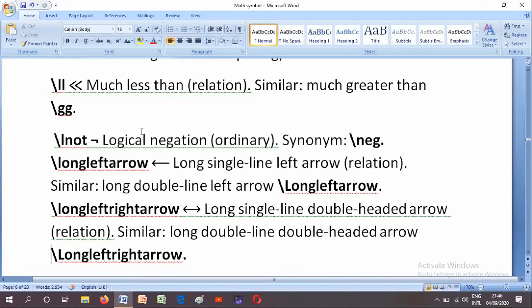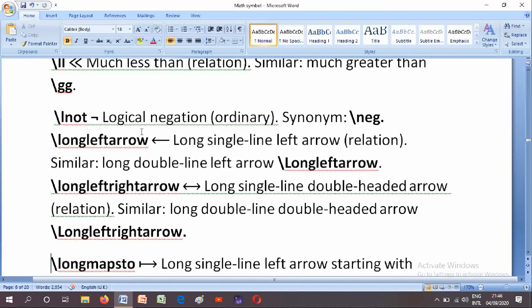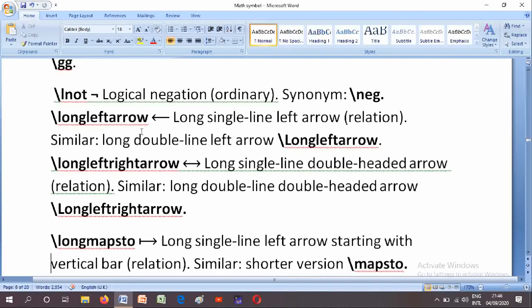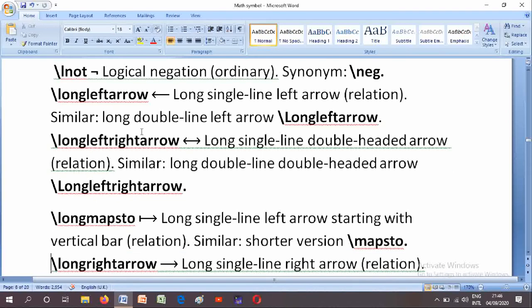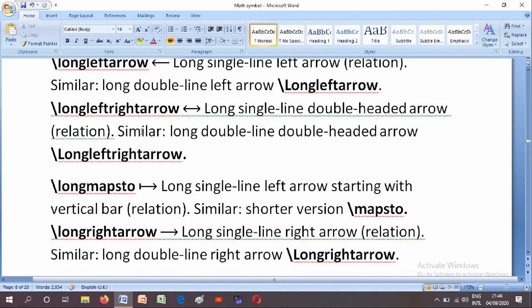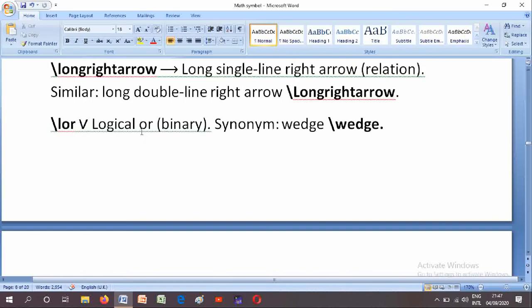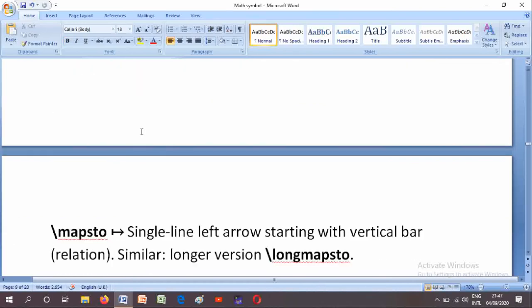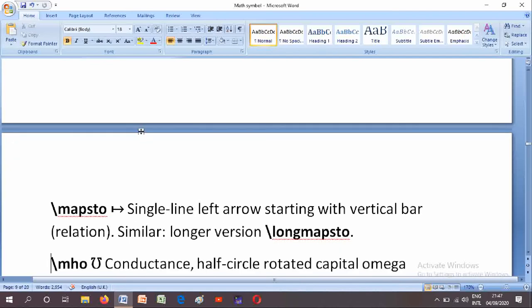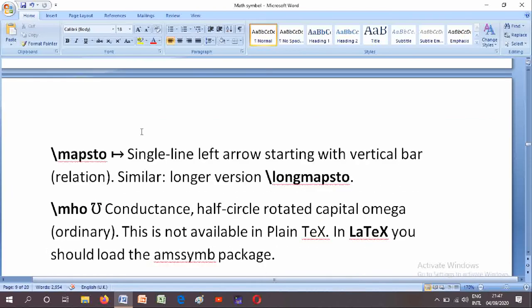\longleftrightarrow, long single line double-headed arrow, relation, similarly long double line double-headed arrow is \Longleftrightarrow. \longmapsto, long single line arrow starting with a vertical bar, similarly shorter version \mapsto. \longrightarrow, long single line right arrow, relation, similarly long double line right arrow is \Longrightarrow. \lor, logical or, binary, synonym is \vee. \mapsto, single line arrow starting with a vertical bar, relation, similarly longer version is \longmapsto.